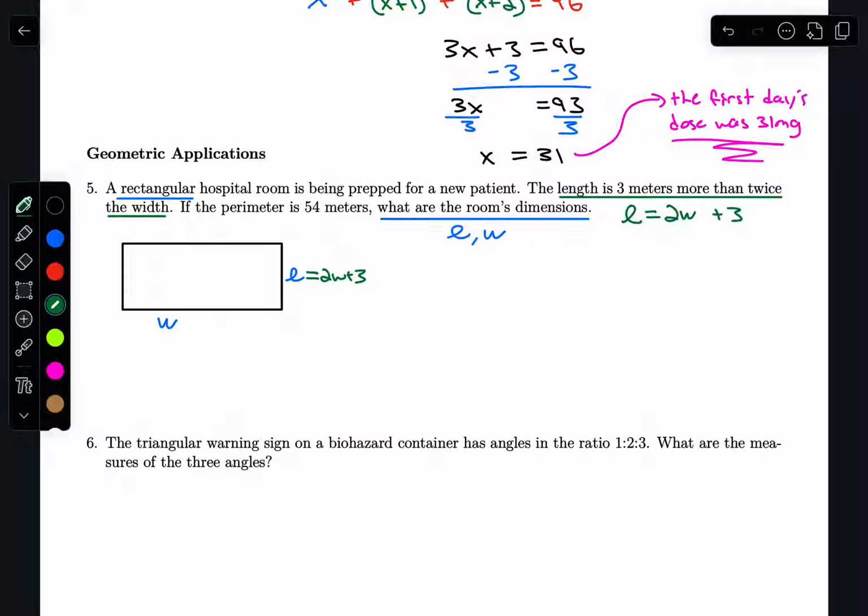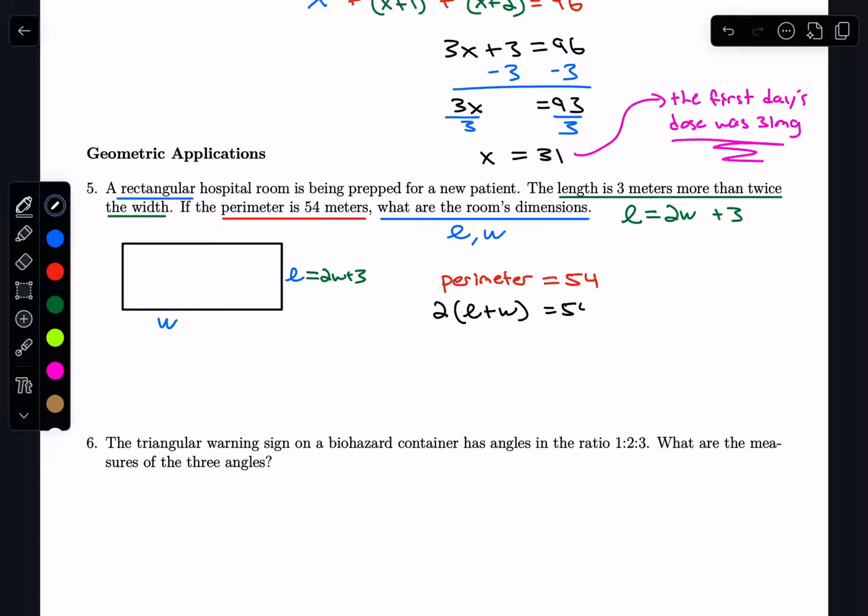Great. Now we have a middle line that talks about the perimeter. So it says if the perimeter is 54 meters, we're supposed to be able to solve for the room's dimensions. So I'm just going to copy down perimeter equals 54 because it says perimeter is 54 meters. So perimeter equals 54. And then where I wrote the word perimeter, I'm going to replace it with an equation that represents perimeter. So we have a rectangle here. The formula for perimeter of a rectangle is 2 times (length plus width).